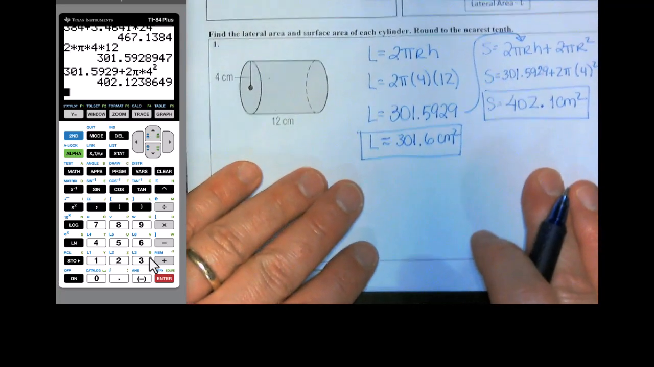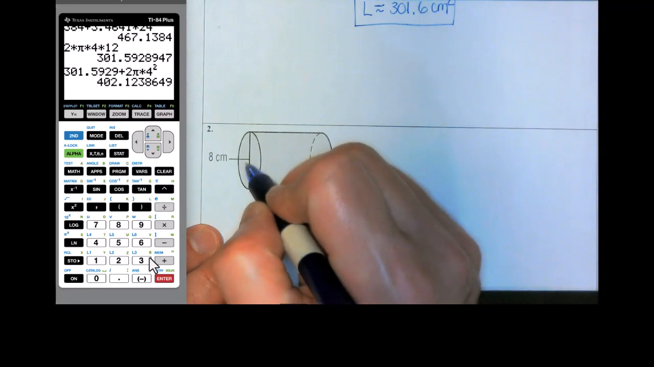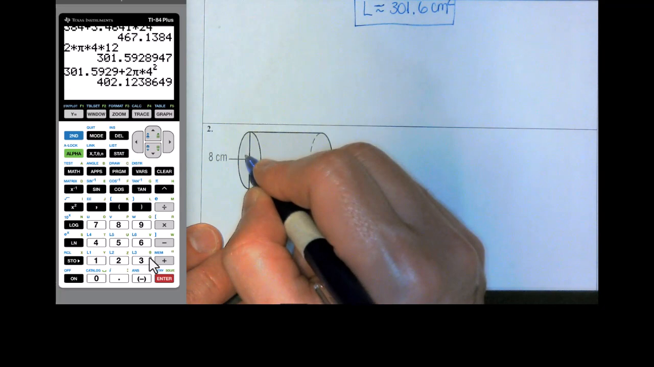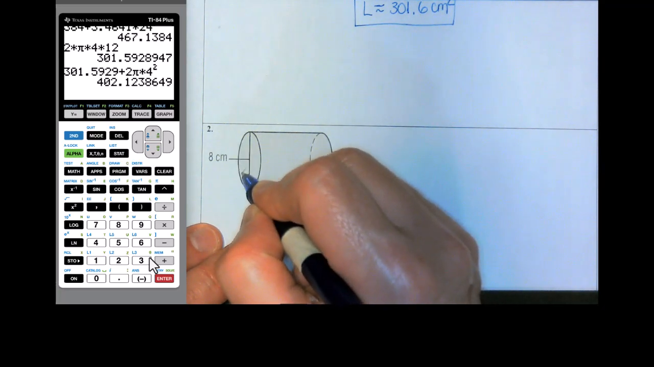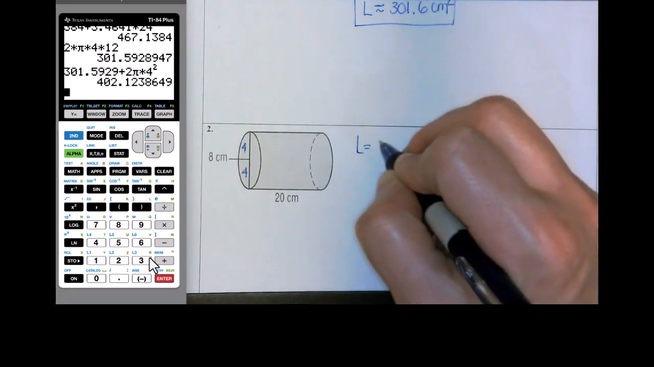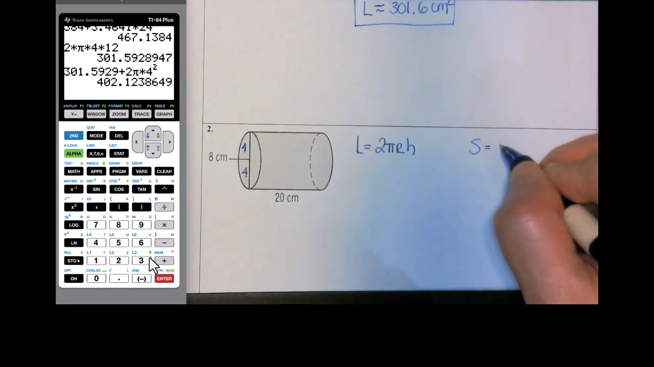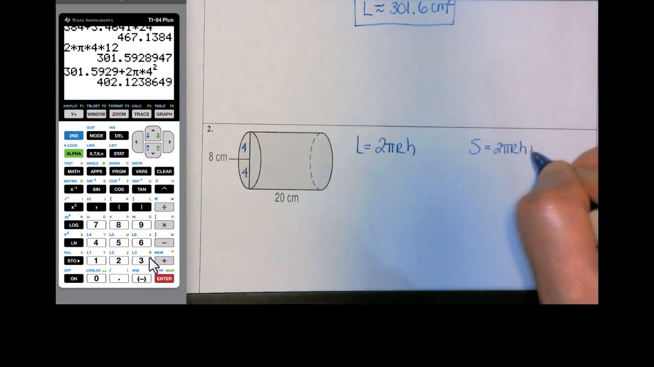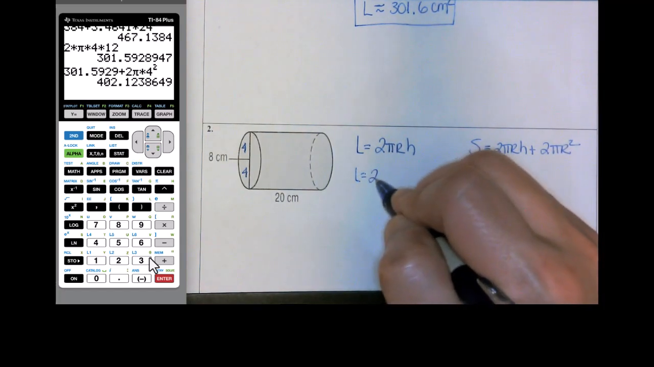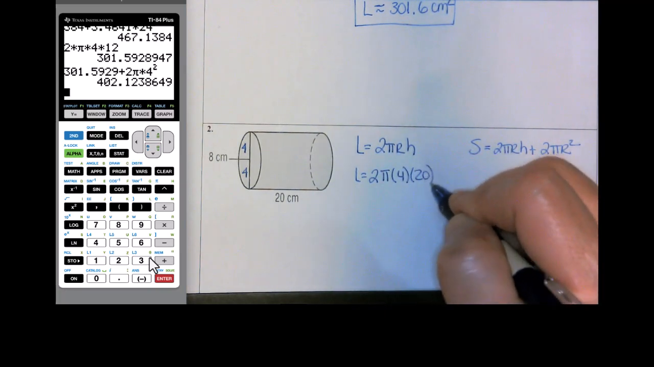Very well. Let's go on to the next problem. The next problem is very similar to the one before. The only difference is instead of the radius, we have the diameter. Knowing that the diameter is twice the radius, we know that the radius here would be 4. So again, what is the formula? The lateral area is 2 pi r h, and the surface area is 2 pi r h plus 2 pi r squared. All we have to do now is plug it in. So 2 pi, the radius is 4, and the height is 20.